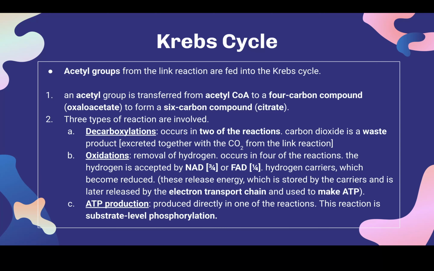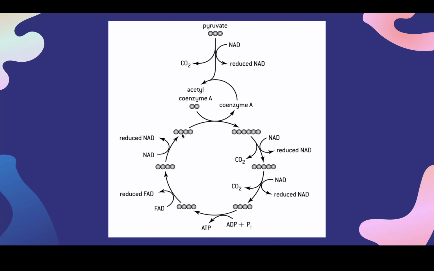Oxaloacetate? And then the 4 and the 2 together form the 6 carbon compound called citrate. But since it's a coenzyme A, it doesn't get used up in this reaction and therefore is always reused during cell respiration. And then everything after this is the Krebs cycle.